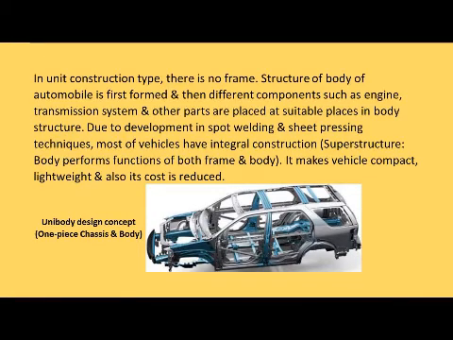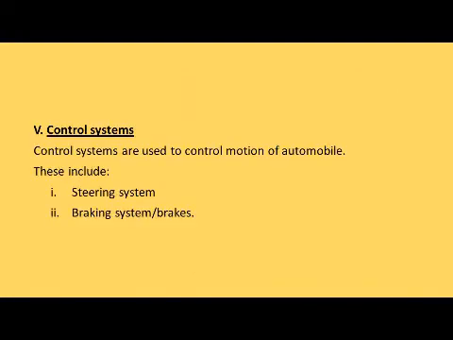In the unit construction type, there is no frame. The structure of the body of the automobile is first formed and then different components such as engine, transmission system and other parts are placed at suitable places in the body structure. Due to the development in spot welding and sheet pressing techniques, most of the vehicles have integral construction superstructure, that is, the body performs the function of both frame and body. It makes the vehicle compact, lightweight and also its cost is reduced. Unibody design concept, one piece chassis and body.